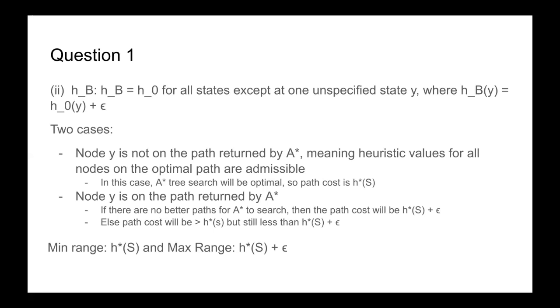If there is a better path that A star can search where Y isn't present, or if A star selects a different path while comparing Y to some other node, then it's guaranteed that that other node has a lower heuristic value compared to Y. So that path cost will be greater than H star of S because that's the optimal, but here we're considering suboptimal options. But the path cost is still going to be less than the worst possible path cost, which is H star plus epsilon. So that's how we get our min range and max range.